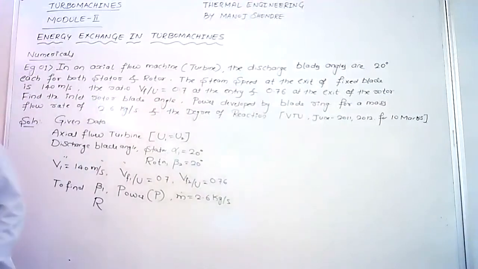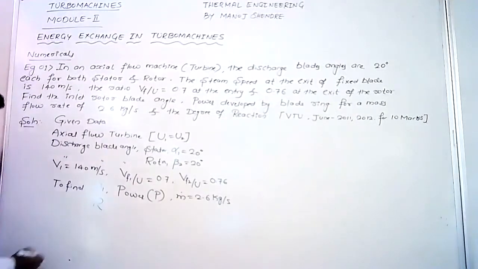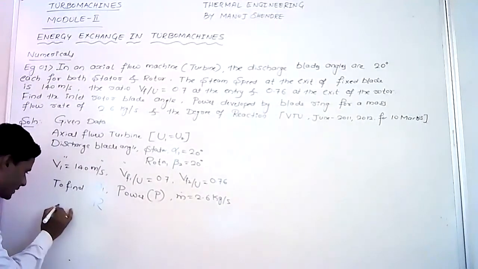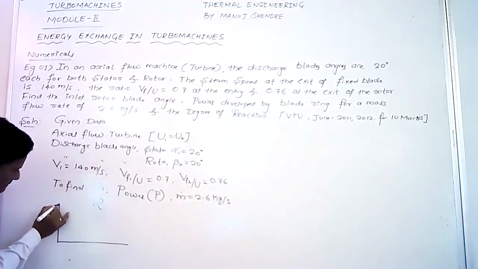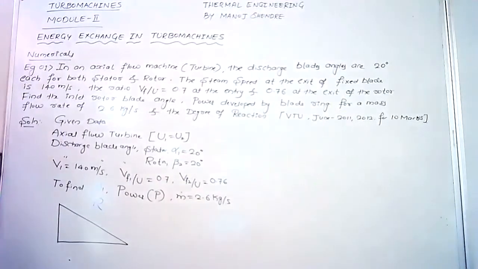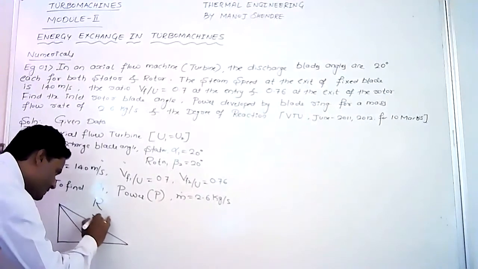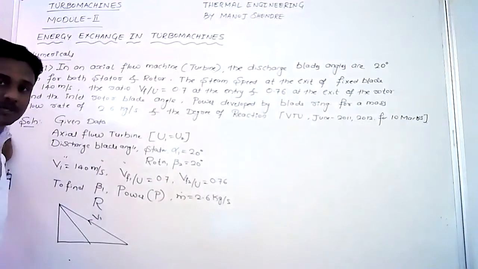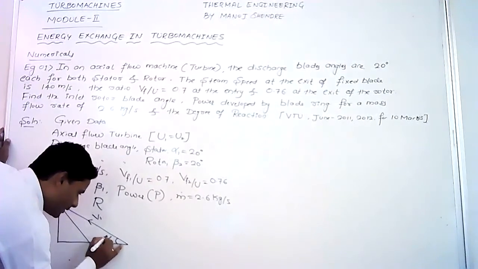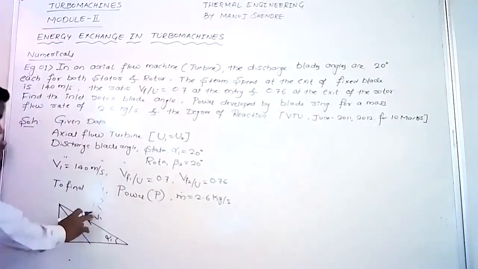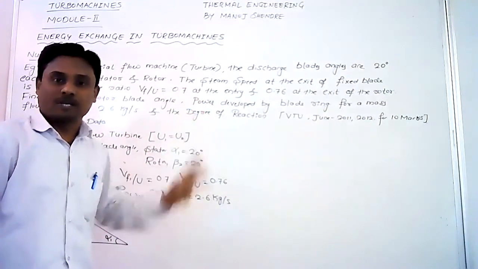So let us try to draw the inlet and outlet velocity triangles. Look here. This is the inlet velocity triangle. This is the velocity V1. V1 stands for the absolute velocity at the inlet, which is making an angle alpha 1 with respect to horizontal. This is angle alpha 1, and V1 has three components.